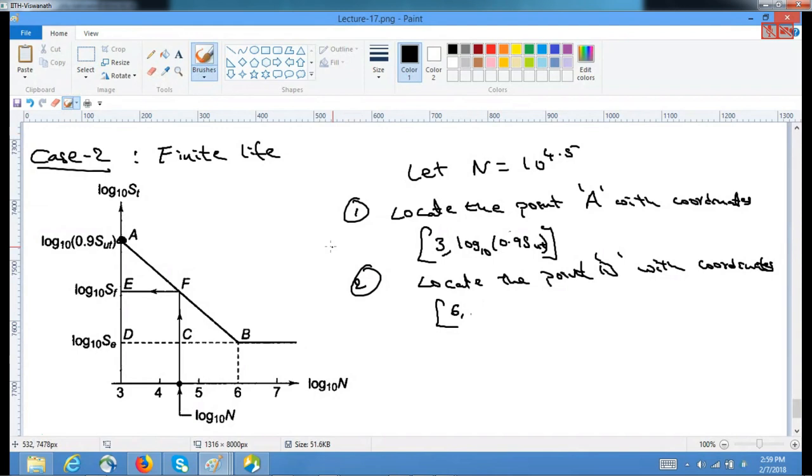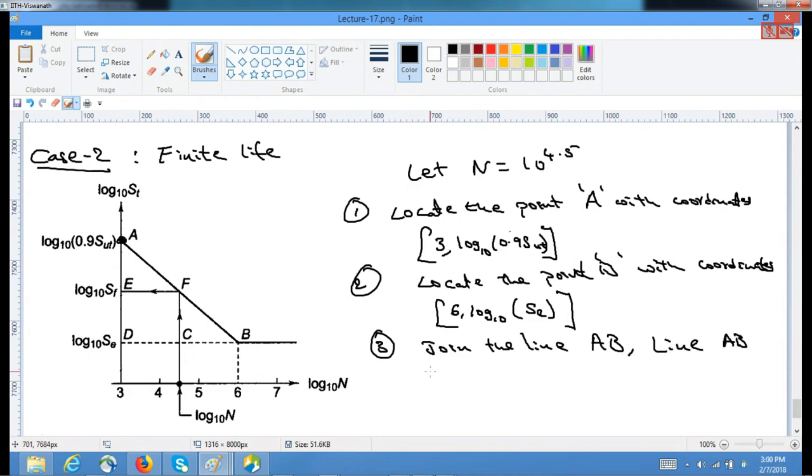Log 10 of endurance limit SE, and then join the line AB, and line AB is the criterion for finite life problems.